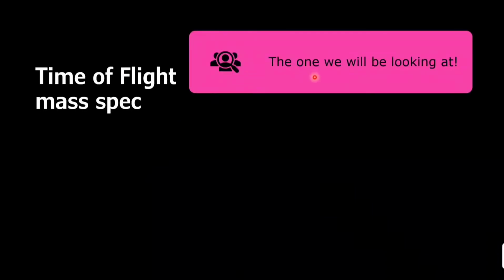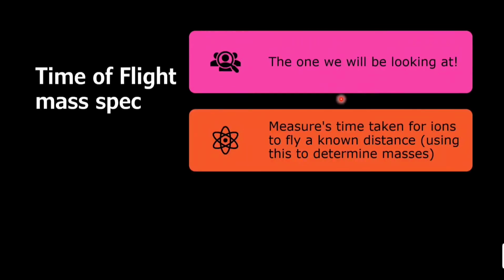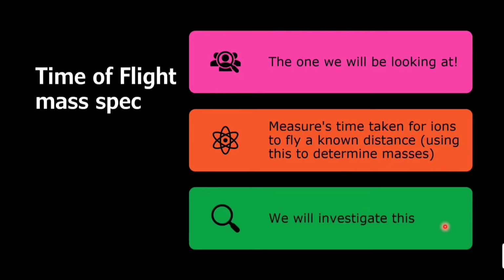And what is time of flight mass spectrometry? So this is the type of mass spectrometry that we'll be looking at. And it measures the time taken for ions to fly a known distance, and it uses this time to determine their masses. So it's time of flight because it measures the time the ions are flying a known distance. And we'll be investigating this in a minute, so don't worry if you don't really understand it yet.